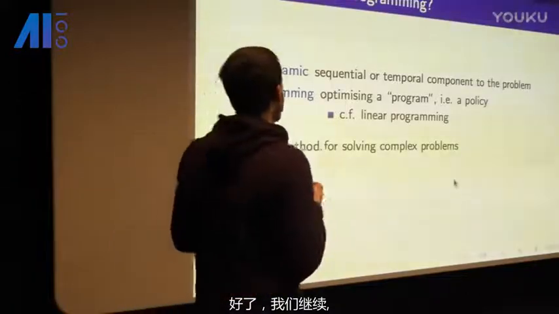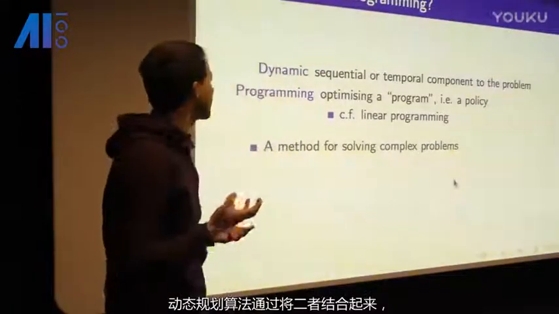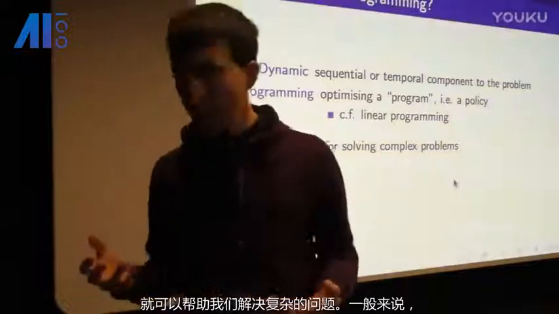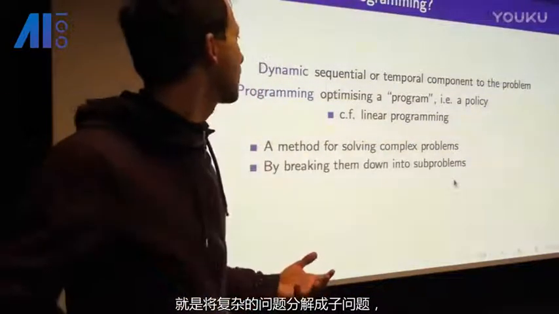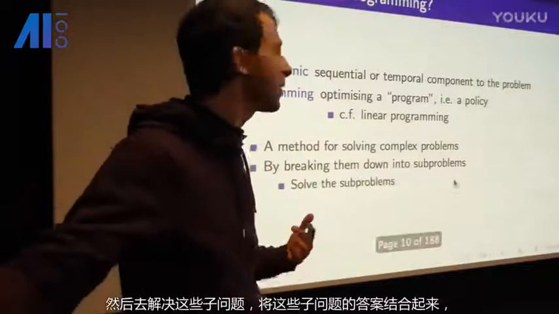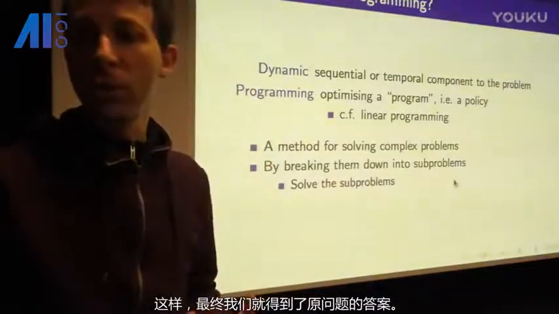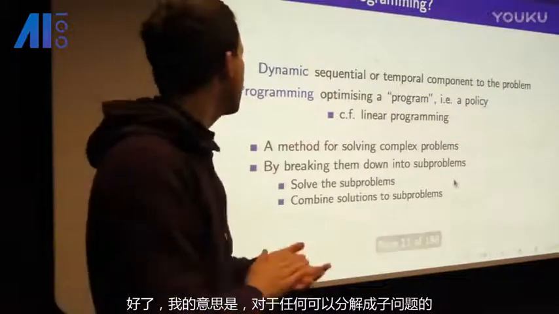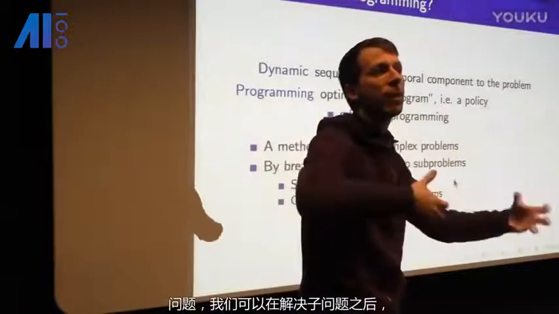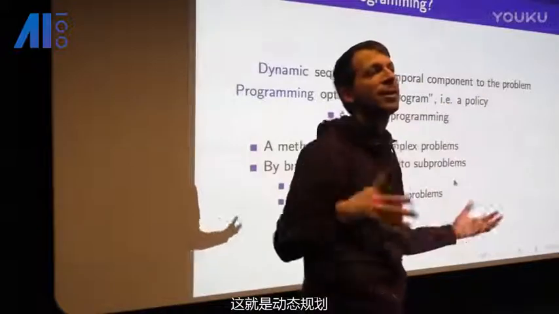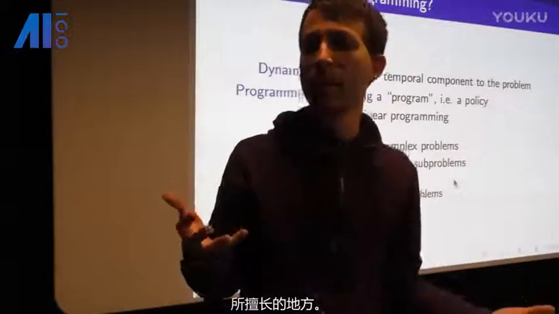So, at its heart, dynamic programming lets us solve complex problems by doing two things. It basically breaks them down into subproblems, and then it puts those subproblems back together to solve the overall solution. Okay? So any problem that we can break down into subproblems and then solve for each of those subproblems, put them back together, is the situation where dynamic programming can excel.